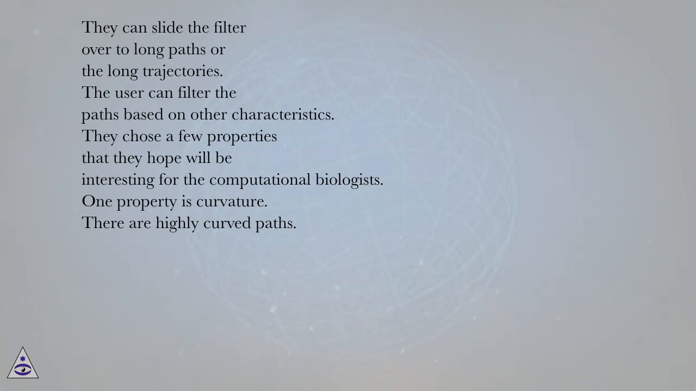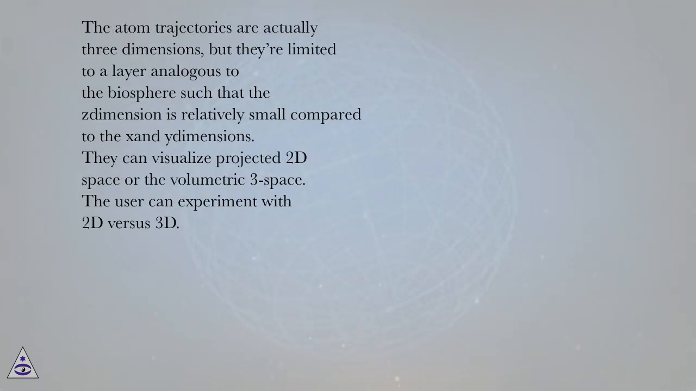One property is curvature. There are highly curved paths. The atom trajectories are actually 3 dimensions, but they're limited to a layer analogous to the biosphere, such that this dimension is relatively small compared to the other dimensions. They can visualize projected 2D space or the volumetric 3D space. The user can experiment with 2D versus 3D.